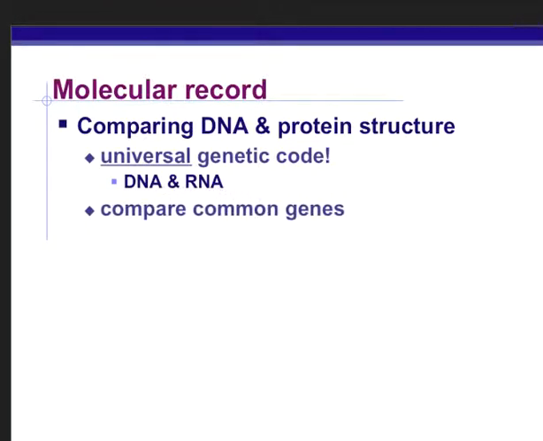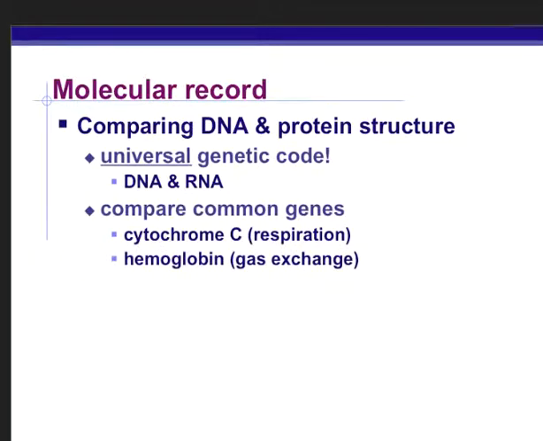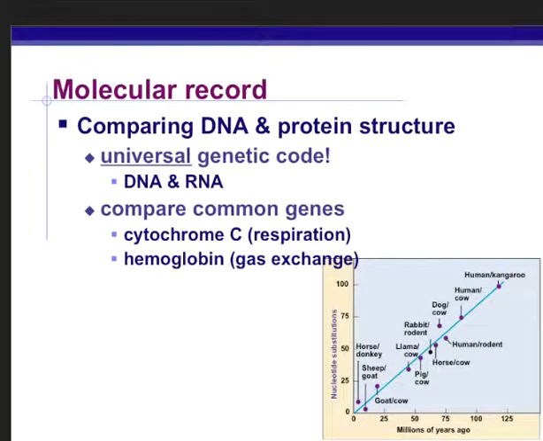They also compare common genes and what they do. One of those is involved in respiration. Cytochrome C is in lots and lots of different organisms. In fact, I think we even mentioned it when we studied respiration. Anything that does cellular respiration has cytochrome C in it. Hemoglobin is another big one that lots of animals have, and it's responsible for gas exchange.